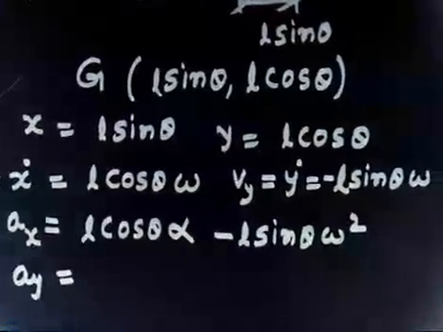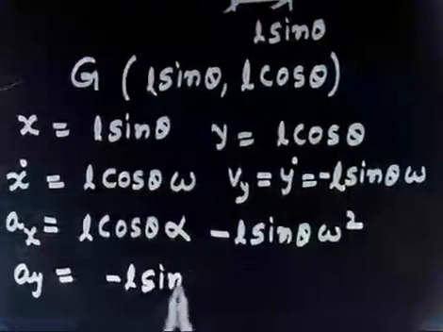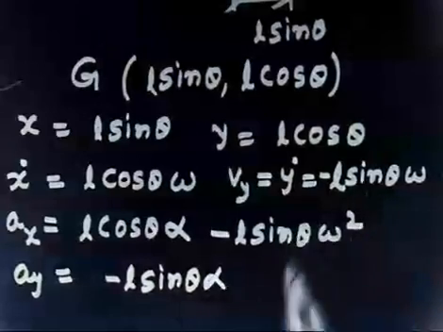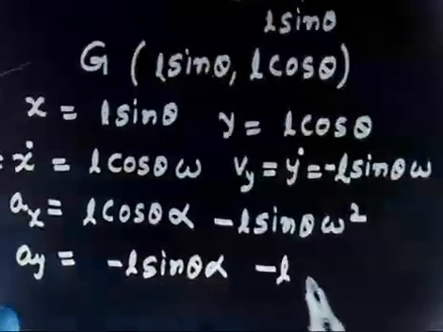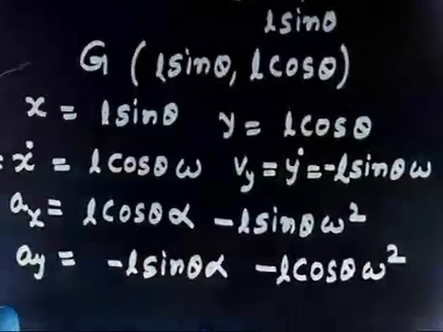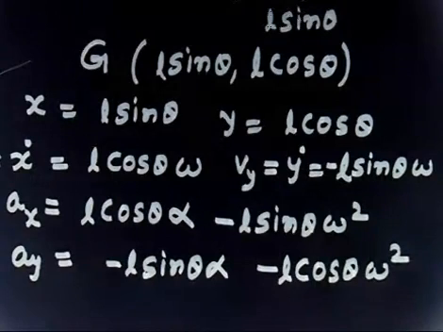Similarly, one can find Ay. So if you start finding Ay, what you will have, so this is minus L sin theta, and differentiation of omega, that is alpha, and then minus L sin theta is cos theta, and d theta by dt is omega, so this is omega square. So you have Ax, you have Ay, you have Vx, you have Vy, you have x coordinate, you have y coordinate. So let us copy this one fast.